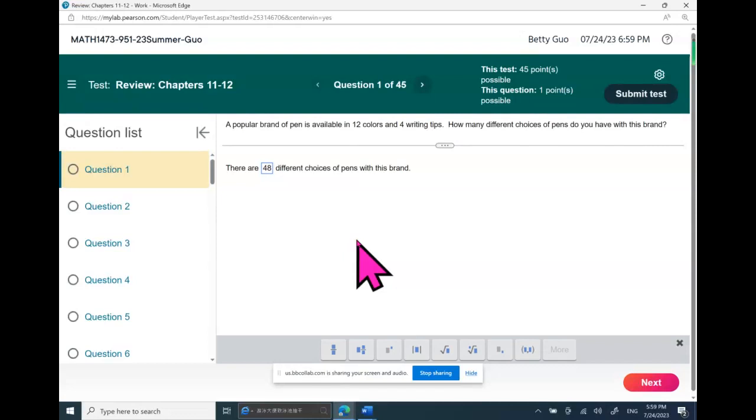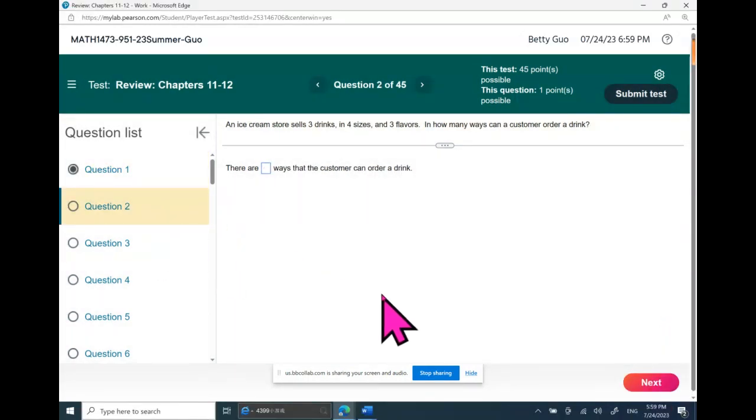This task is to choose a pen with the brand. 2 steps. The first step is to choose the color, 12 options. Second step is to choose the writing tips, 4 options. So we multiply 12 by 4. We have 48.